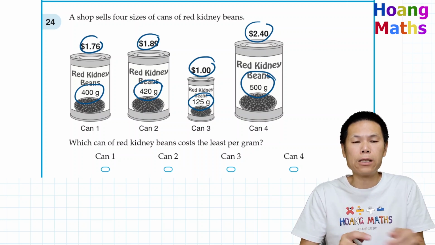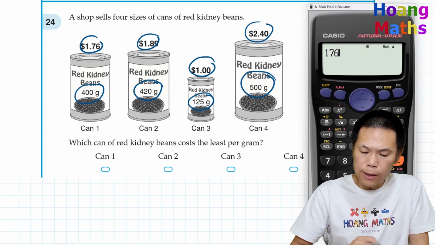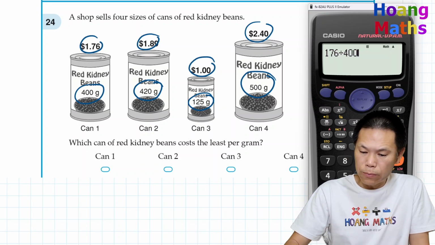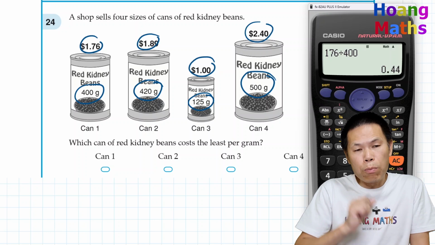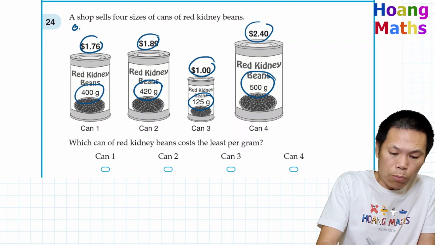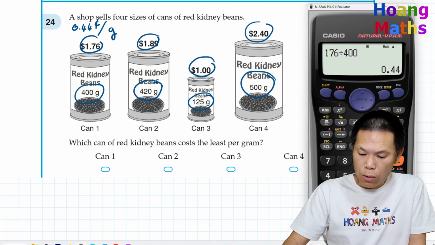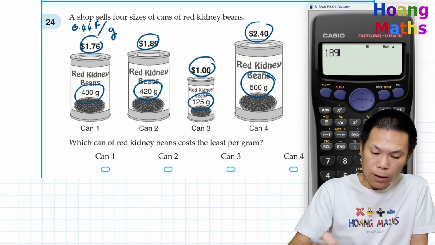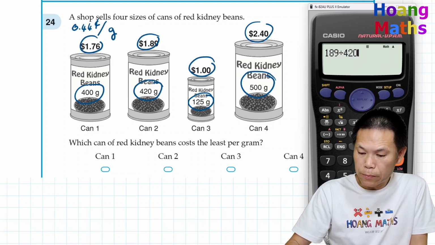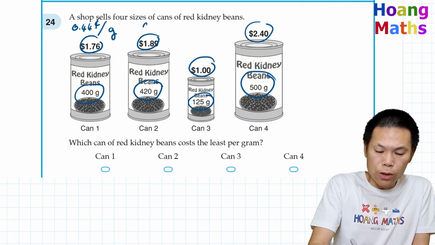So easy as that. Okay, so we just quickly put it on a calculator. So I just go 176 cents we divide by 400. So that is 0.44 cents per gram. Let me just write this down. 0.44 cents per gram. And then the second one, so we just go 189 divided by 420. So there you go, 0.45 cents per gram.